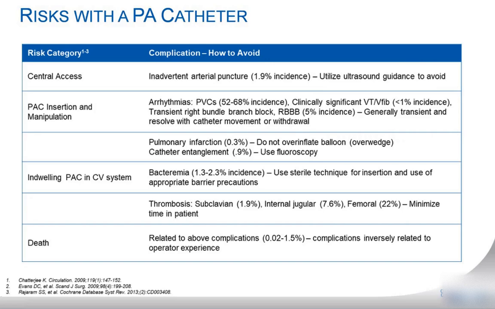There are risks placing a SWAN in any patient. Here are a few of the most common risks included in these 4 categories: central access, PA catheter insertion and manipulation, indwelling PA catheter in CV system, and death. Take a moment to review the potential complication, incidence percentage, and how to avoid. When done, click anywhere to continue.